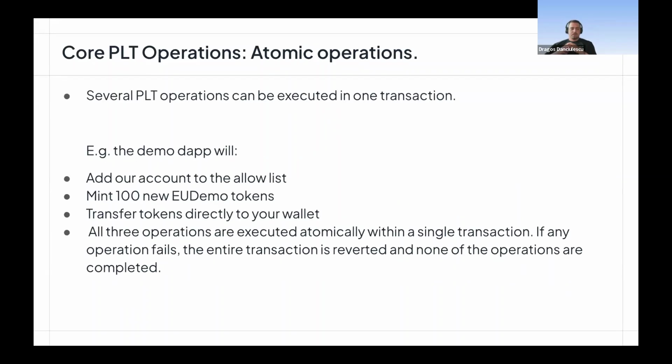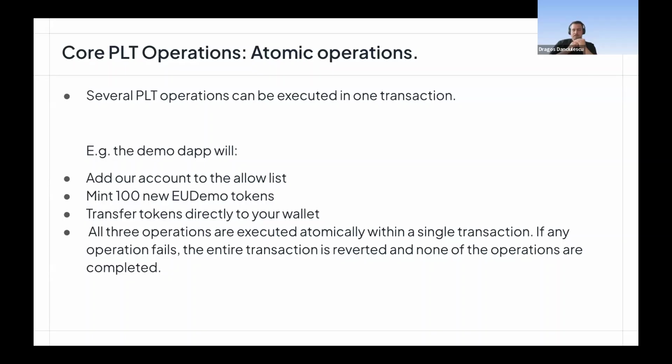Now, something that you will actually see in the demo that Doris will present afterwards is that PLTs allow for atomic operations. This means that several operations can be executed in a single transaction. So the demo that we presented will actually add an account to an allow list, mint 100 new tokens, and then transfer the tokens directly to the user's wallet.